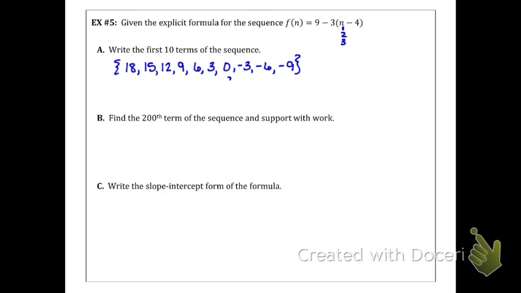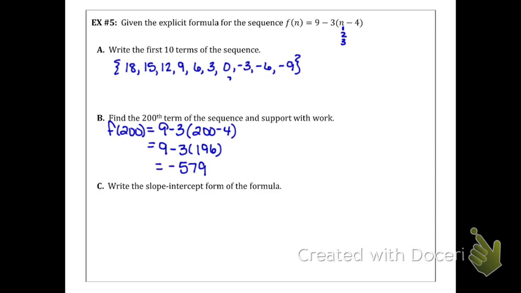Now B says to find the 200th term of the sequence and support with work. Well, that means I'm just going to have to plug in. If I'm looking for the 200th term, then n is going to be 200. So I got 9 minus 3 times 200 minus 4. So that's 9 minus 3 times 196. And so this is going to give me negative 579. So negative 579 will be my 200th term.